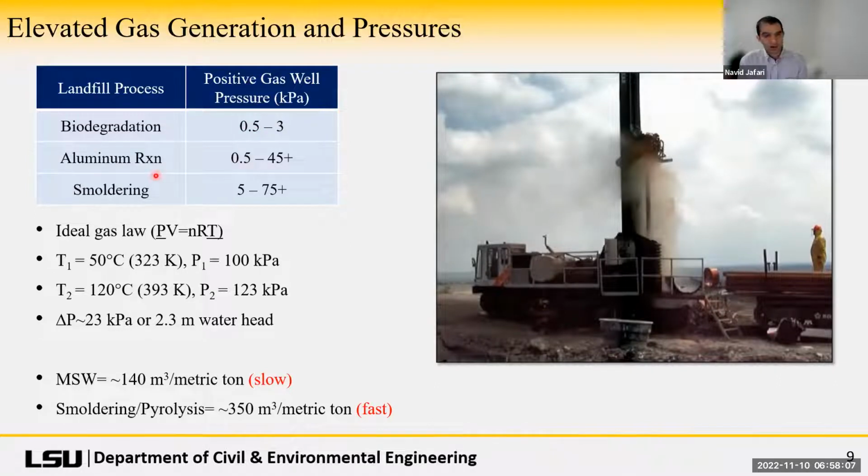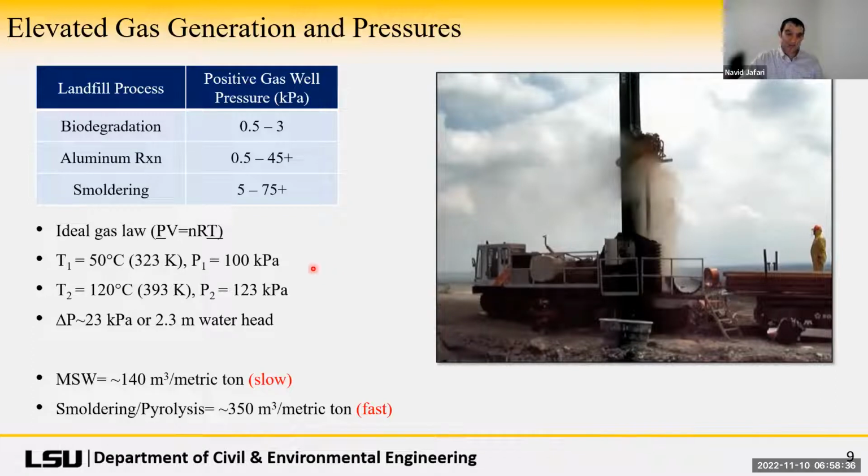Now, other facilities that we've monitored with aluminum reactions, so those are the aluminum dross, aluminum production waste reactions, have increased quite a bit. Those are about 45 kilopascals as a maximum. Areas where there's ETLFs, when we're thinking about processes such as smoldering and pyrolysis, those have been up all the way to 75 kilopascals.